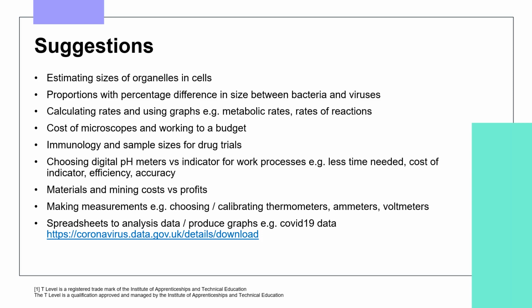For optimizing processes, it could be using digital pH meters over a universal indicator for pH measurements. So students could time how long a pH reading takes with a universal indicator versus a digital meter, which is more time efficient, etc.